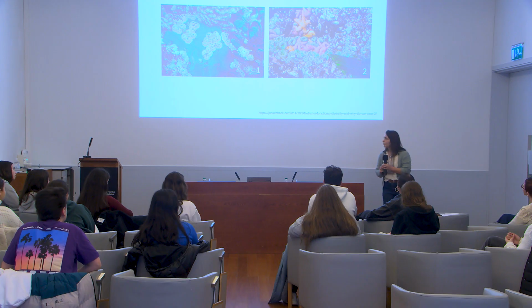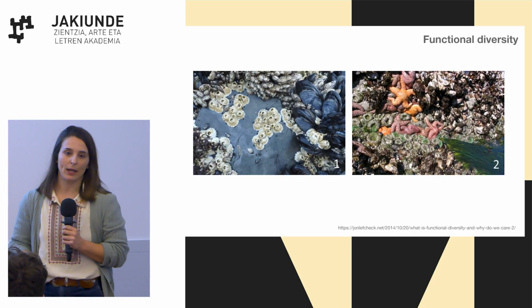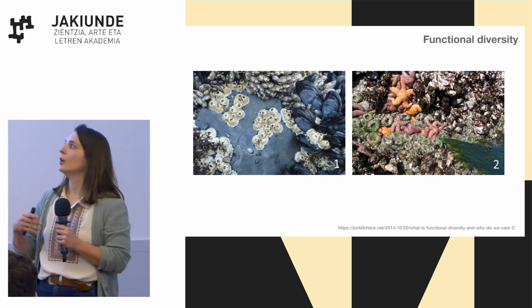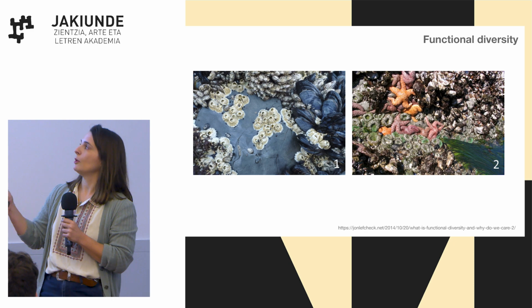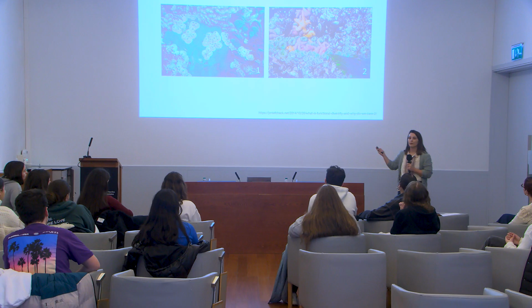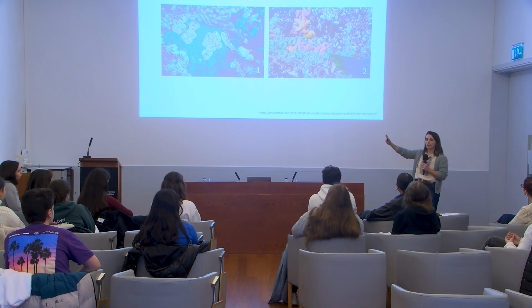So another thing that's important when we talk about biodiversity is the diversity of functions that we have in an ecosystem, so functional diversity. And we have an example here with these two communities. So these are communities that you have in the intertidal area. So for example, if you go to Sopelana, to the beach, when the tide goes out, this is what you see, the types of communities you see here.